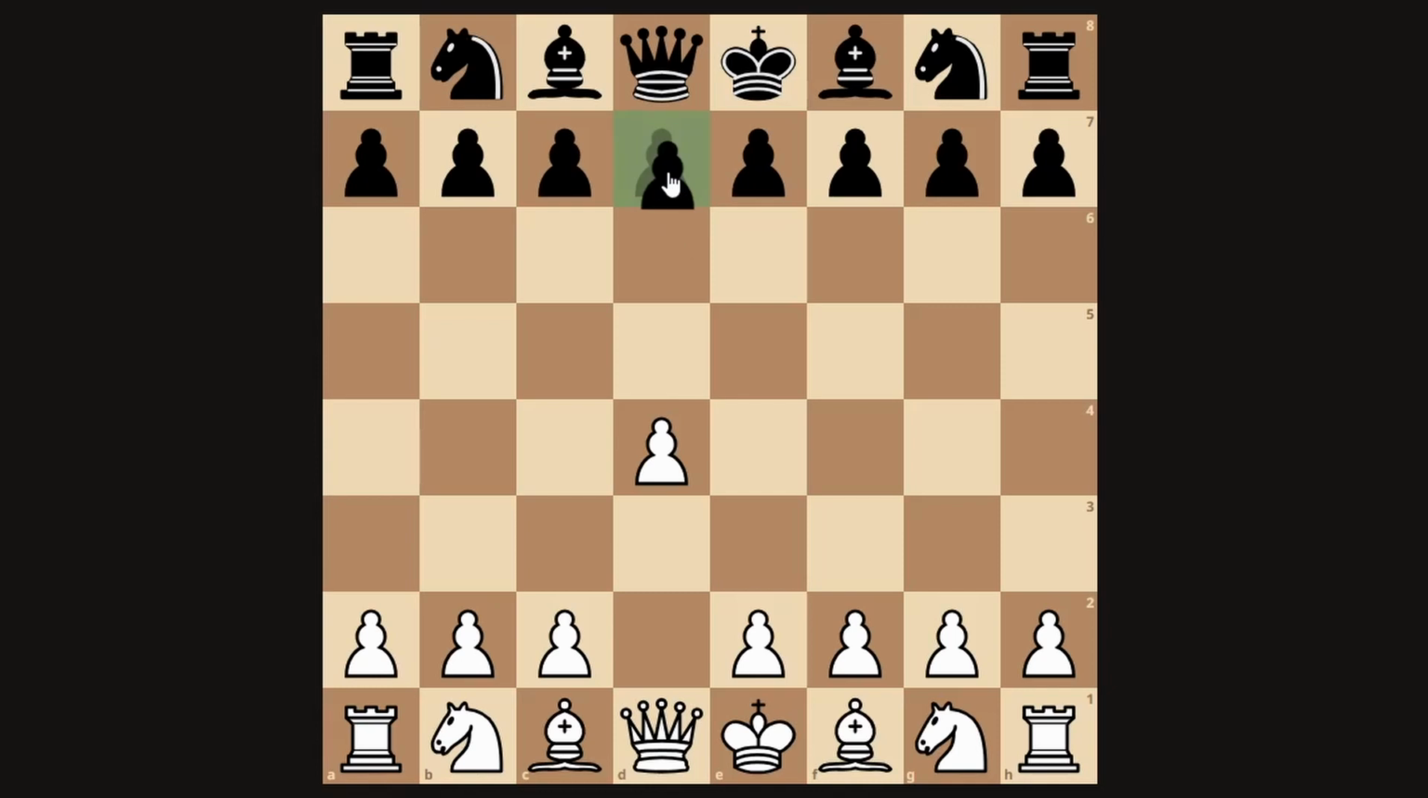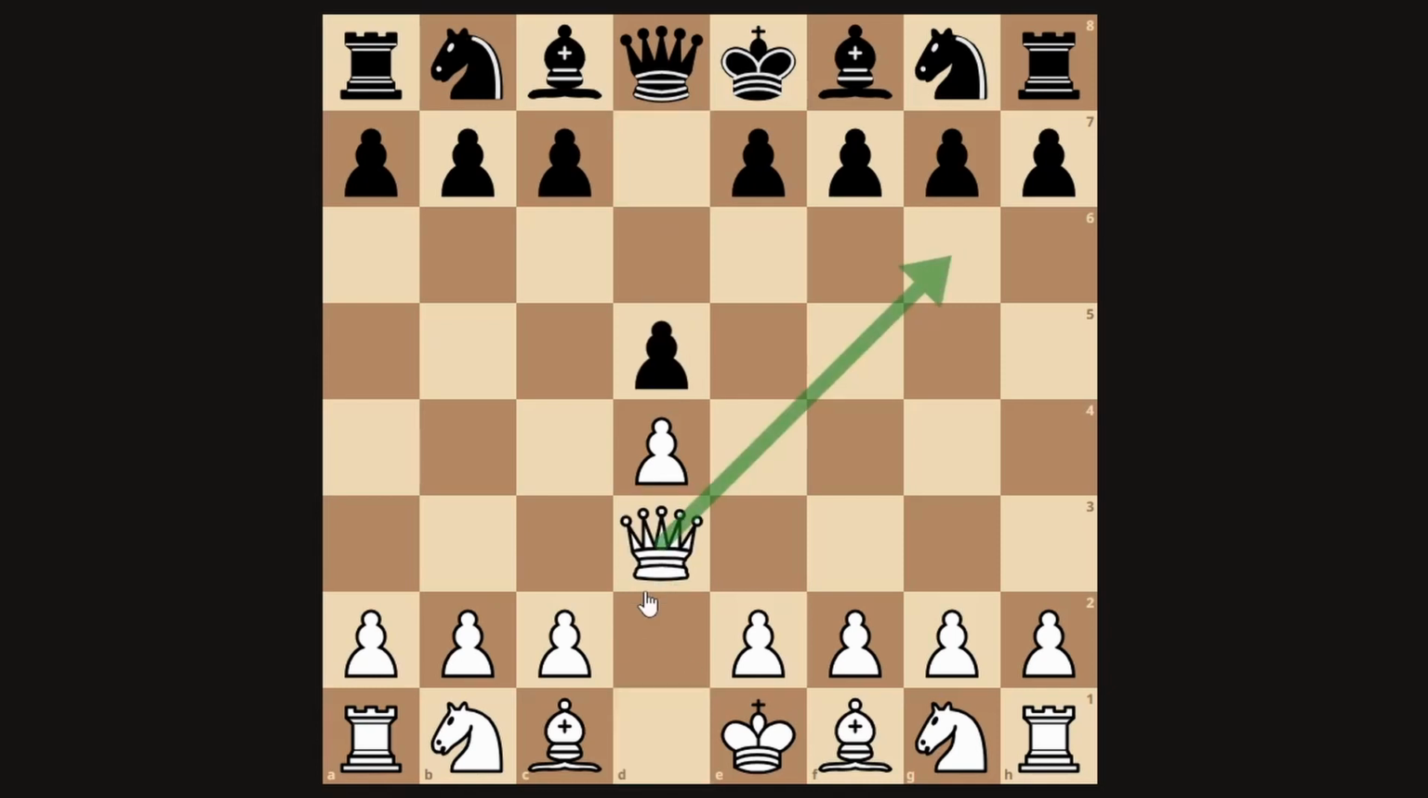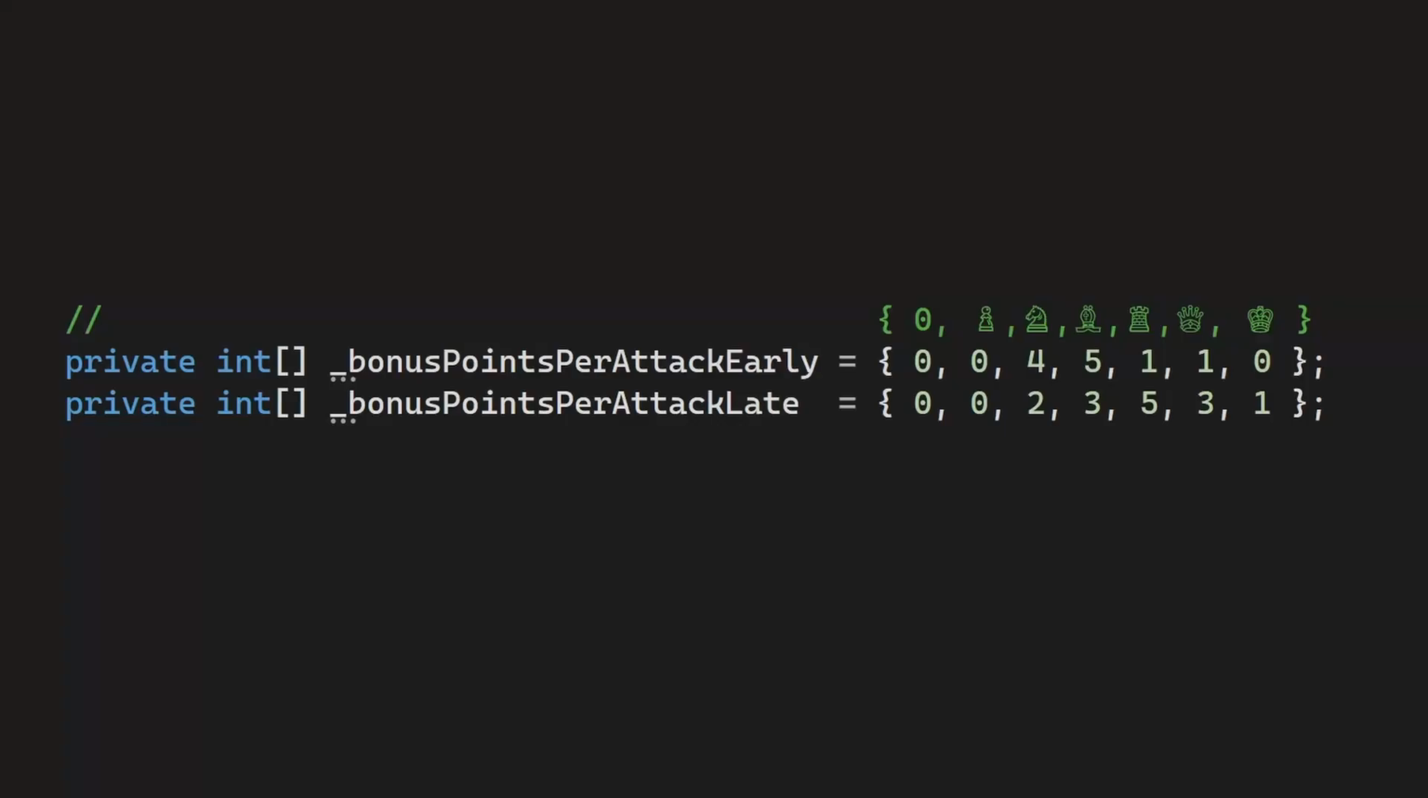Something else to consider. I don't want to encourage the queen to go in the middle of the board in the first few opening moves. This is why I have a separate table for early game and late game. Bishops and knights have higher scores in the early game, since those are the pieces I want to develop. I arrived at these values after a bit of tweaking and testing, so maybe they're not quite perfect.